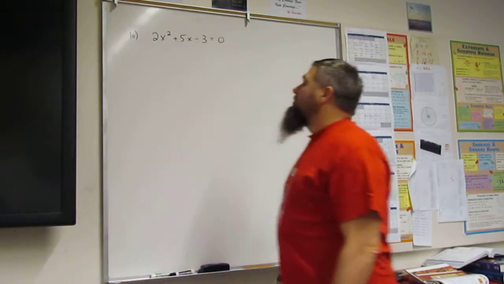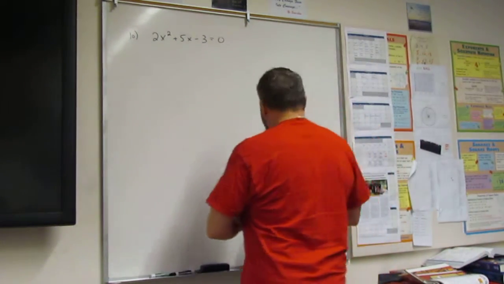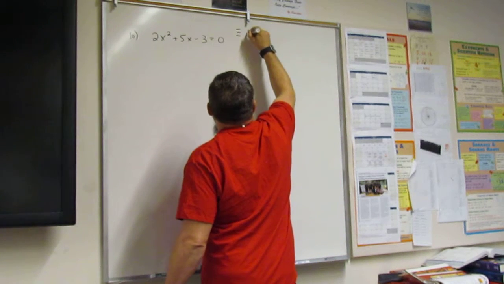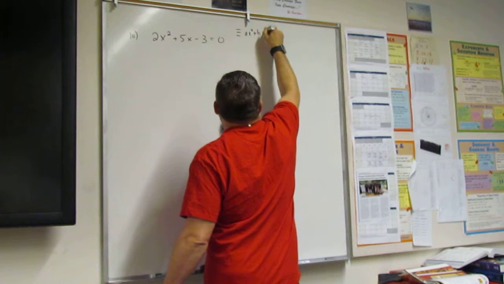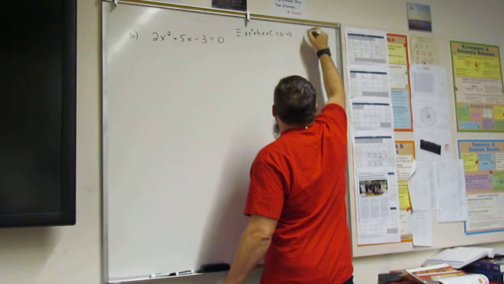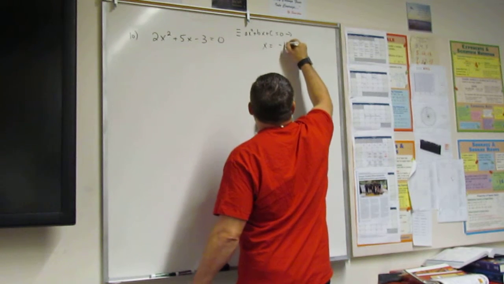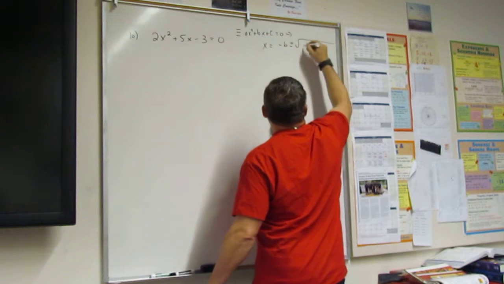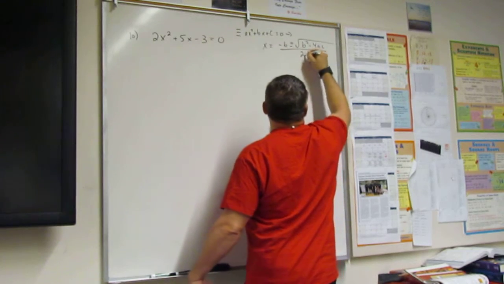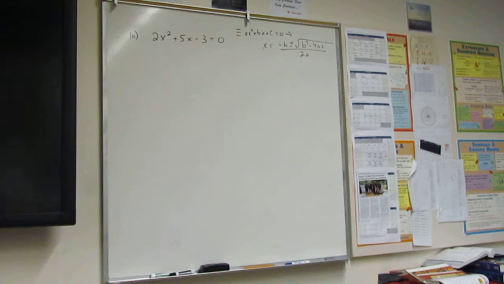We have the quadratic formula. So we need to know that if ax squared plus bx plus c is equal to 0, then x is equal to negative b plus or minus the square root of b squared minus 4ac all over 2a. And that's just our quadratic formula, right?